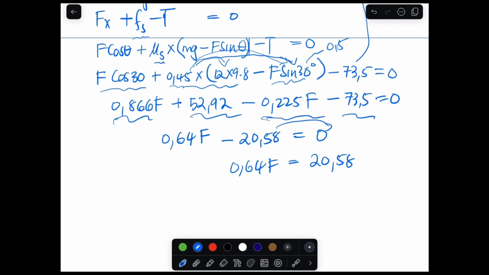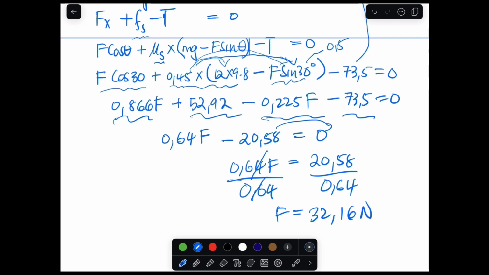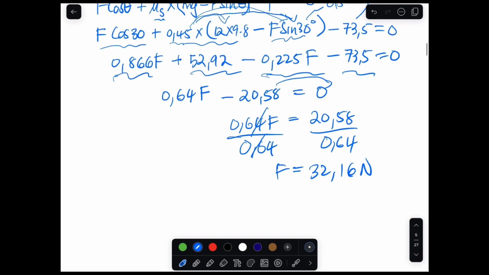20.58, and then we divide both by 0.64, and then your f will be divided by 0.64. The answer is 32.16. That's the force applied. This is the force applied, guys, that is exerted on a system to keep it not moving. Okay, let's go to the next question.